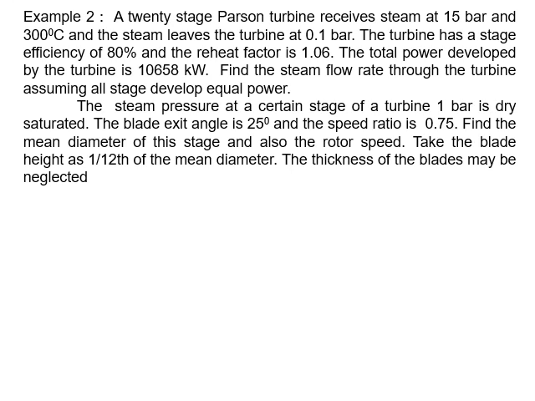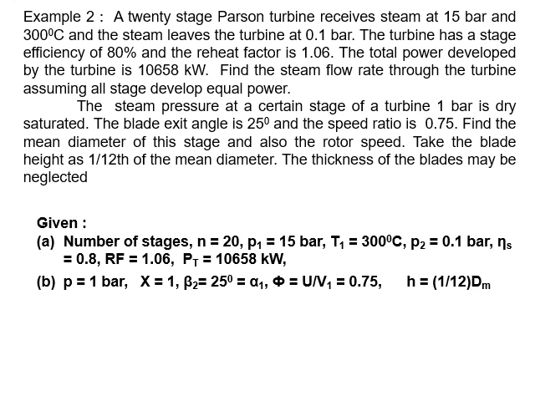The second part of the numerical: steam pressure at a certain stage of a turbine is 1 bar, dry saturated. The blade exit angle is 25 degree and the speed ratio is 0.75. Find the mean diameter of this stage and also the rotor speed. Take the blade height as 1 by 12th of the mean diameter. The thickness of the blades may be neglected.